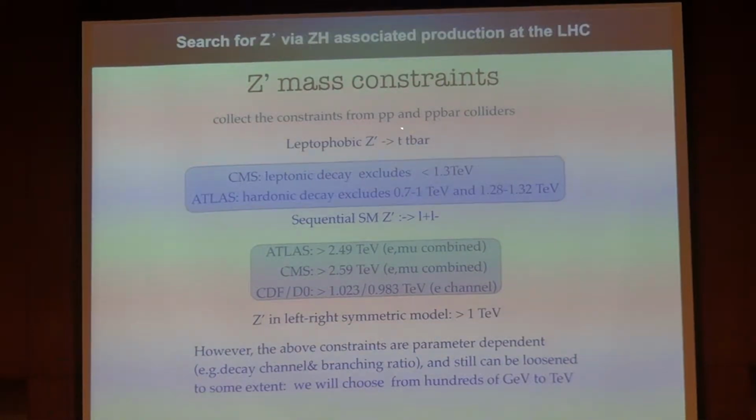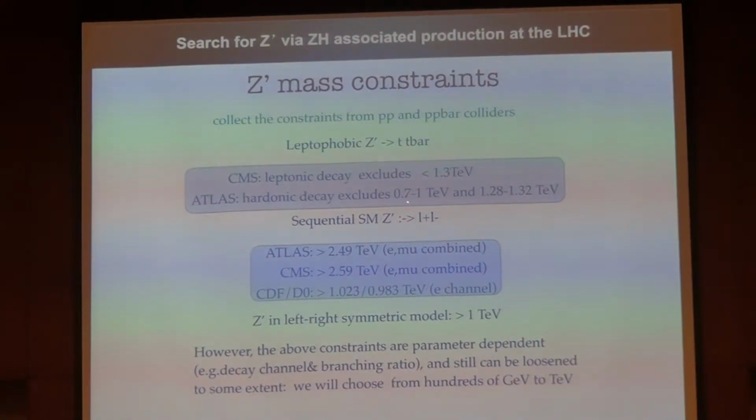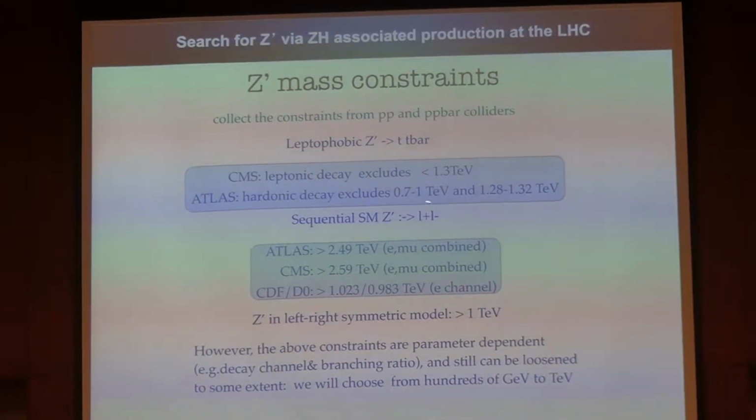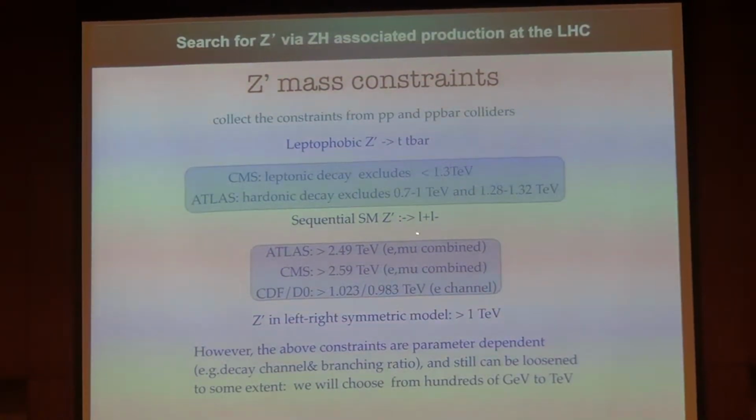Here we collect the constraints of the Z prime mass from pp and p p-bar colliders. The result is very model dependent. For the leptophobic Z prime, where the channel is Z prime to t t-bar, from the CMS result with t t-bar followed by leptonic decay, the lower bound is 1.3 TeV. And from ATLAS, they choose the hadronic decay search and exclude two ranges, below 1 TeV and above 1 TeV.